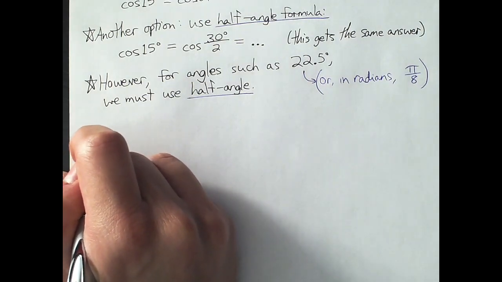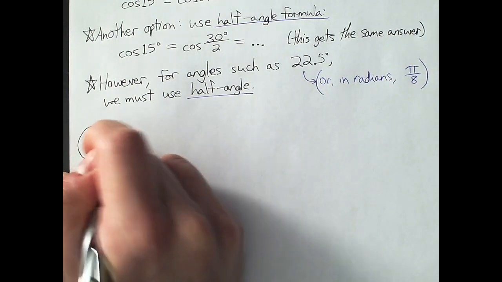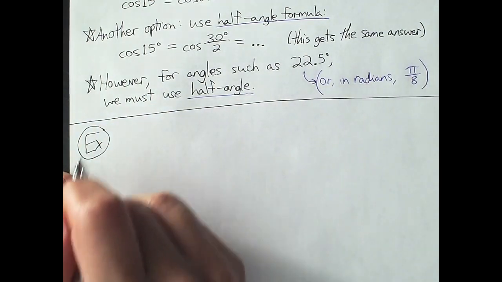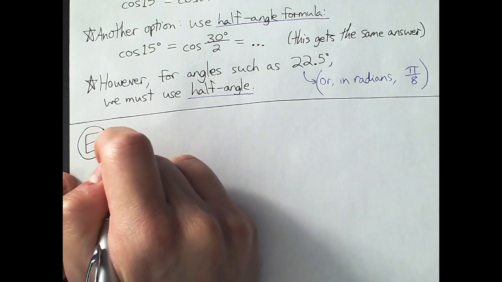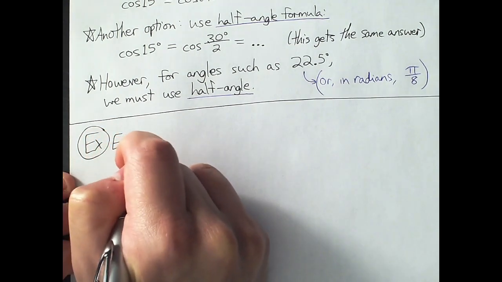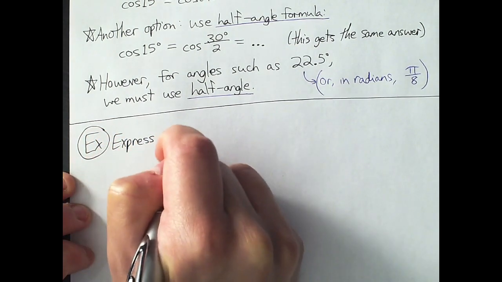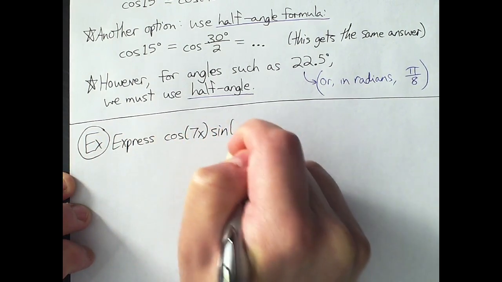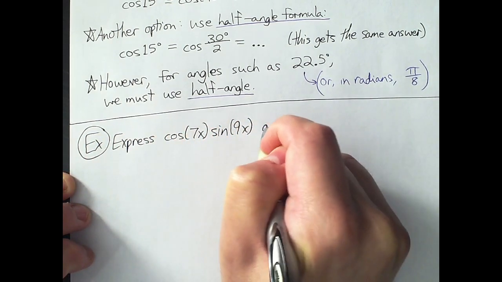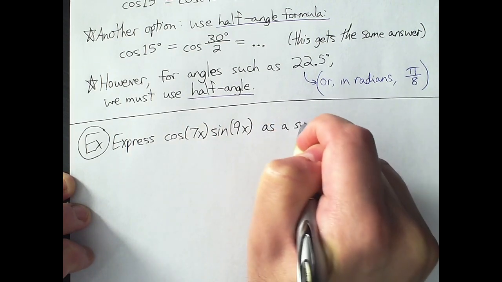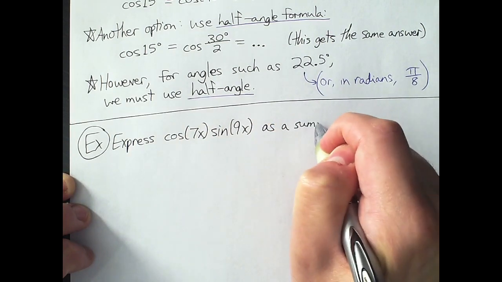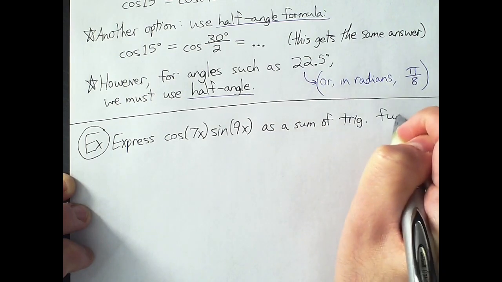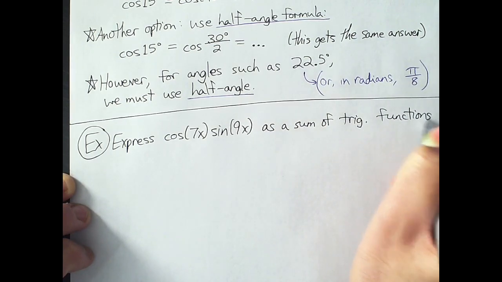All right, one more example. One more problem that we do know how to do for this lesson. Let's express cosine 7x sine 9x as a sum of trig functions. I'd like you to try this, so you can pause the video and give this a try.